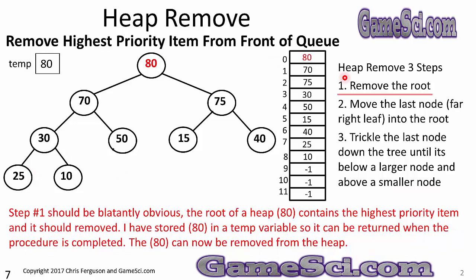Let's do a second heap remove in 3 steps. Step number 1 of removing an item from the heap is to remove the root. The root contains the highest priority item in the queue. It's time to take it out. Step 1 should be blatantly obvious. The root of the heap, 80, contains the highest priority item, and it should be removed. I've stored 80 in a temp variable so it can be returned when the procedure is complete. The 80 can now be removed from the heap.